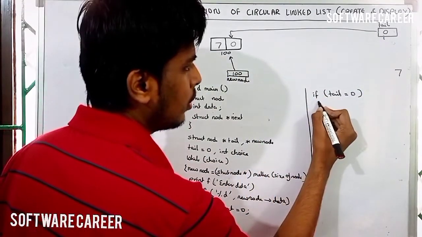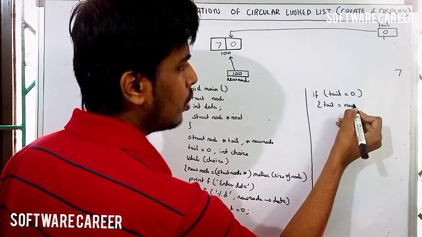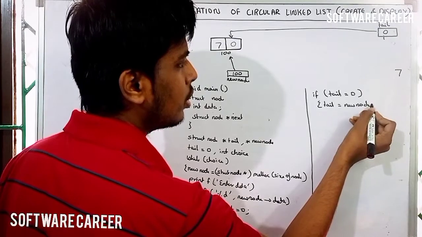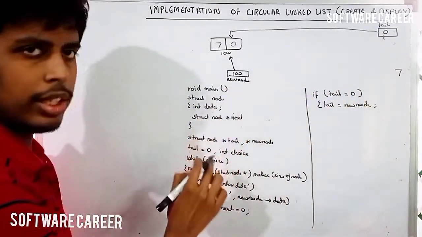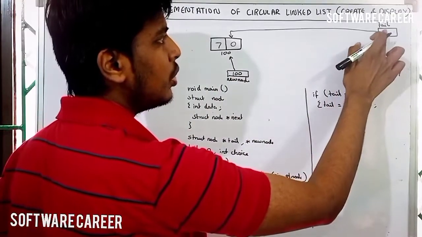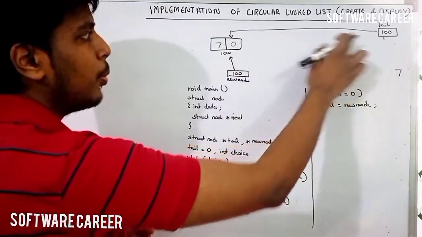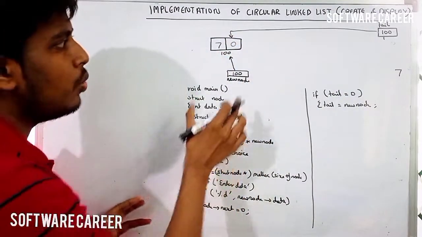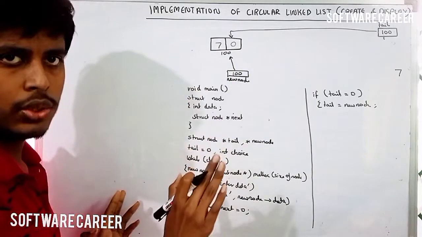How can I access it? See, tail equals to new node. Now in this tail I am storing the new node address. New node is 100, so I am storing 100 here. Now this pointer is pointing towards this node. Now this tail is pointing towards the last node. This is the first node and this is the last node now.